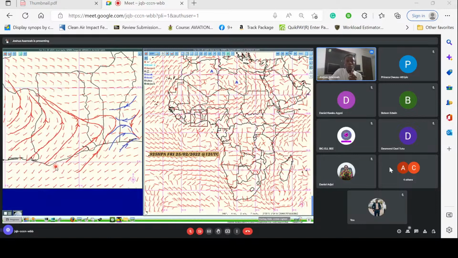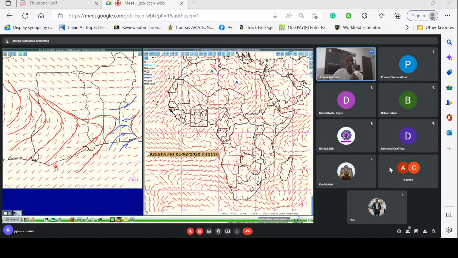So that's what I was saying. You don't just consider the direction. You also are interested in the speed. You are interested in the source of the wind, and you are interested in whether it is cyclonic or anticyclonic flow, whether it is clockwise or anti-clockwise. All these things will affect or influence your forecast.